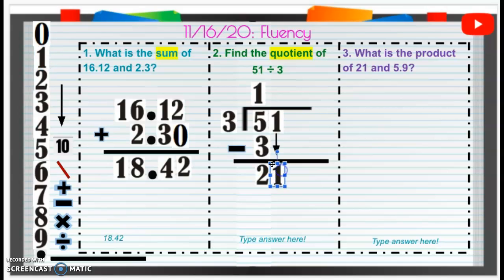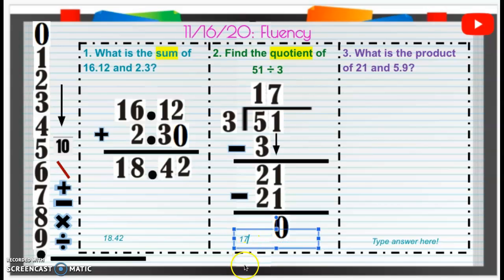Now we have 21. How many times can 3 go into 21 without going over? Oh, it can go into 21 perfectly 7 times, because I know 7 times 3, or 3 times 7, is going to be 21. So I'm going to then write my 21, and we subtract. 21 minus 21 is going to be 0. So we have no remainders, no more numbers to bring down. And so then we get an answer of 17. So our answer is 17.